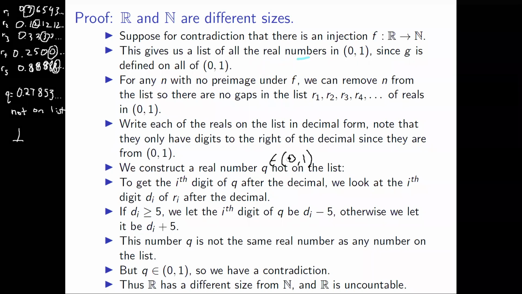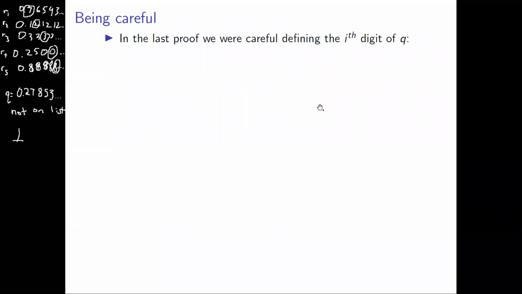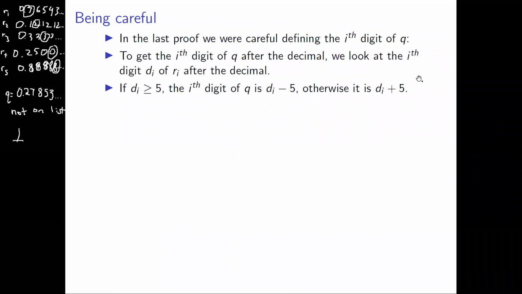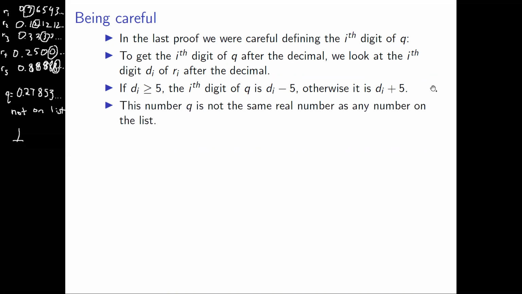So now we're going to discuss a little bit what would have happened if we were not as careful with that proof. I claim we were pretty careful when we defined the ith digit of Q. In order to get the ith digit, we looked at the ith digit of Ri. We called that di, and then we considered two possibilities. If di was at least 5, we made the ith digit of Q di minus 5. And if di was less than 5, we made the ith digit of Q di plus 5. There are other natural ways that we could have thought of to define Q.